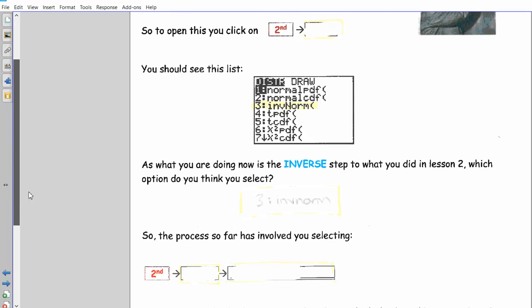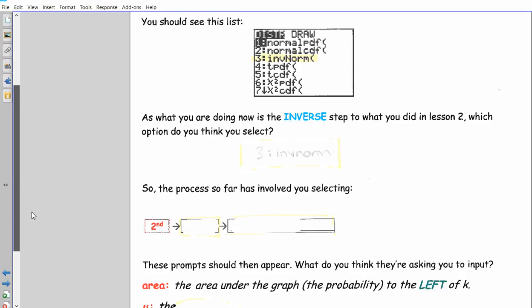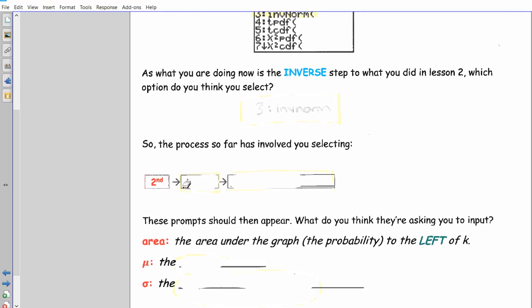So we're going to be doing that throughout this lesson. The process so far has involved you selecting second, vase, and number 3, inverse norm. So second, vase, 3, inverse norm, inv norm.